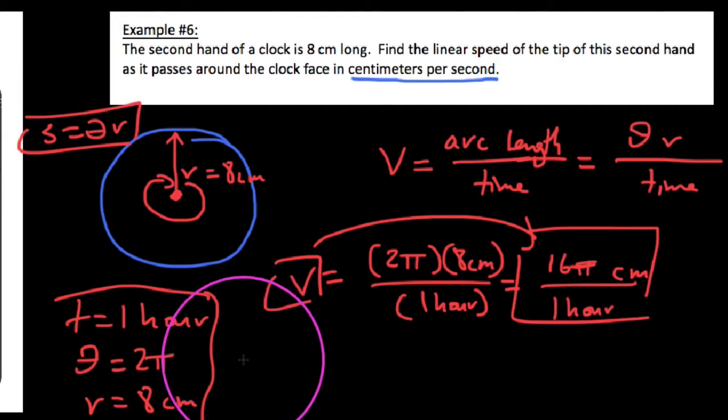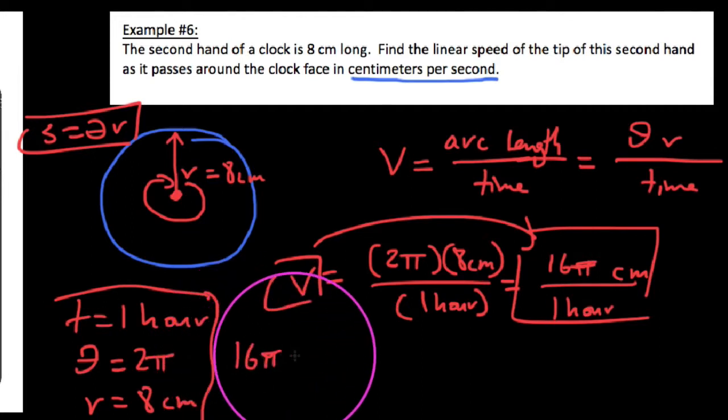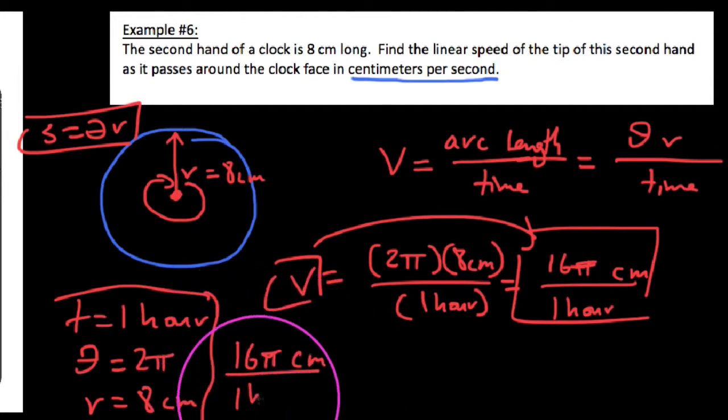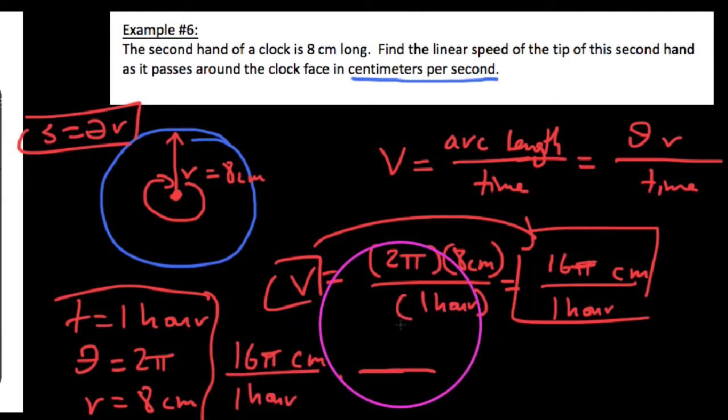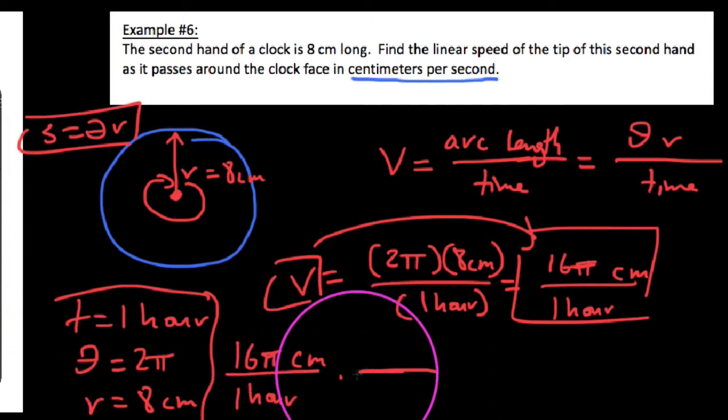So what we need to do is take this measurement, 16 pi centimeters in 1 hour, and convert it into centimeters per second. So let's start with this first conversion. I want to go from hours to seconds. How many seconds are in a single hour? Well, I know there are 3,600 seconds in a single hour.